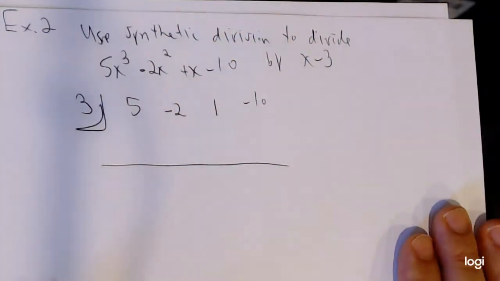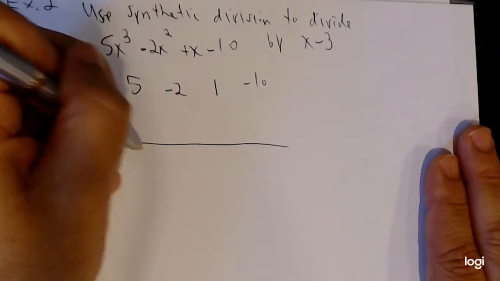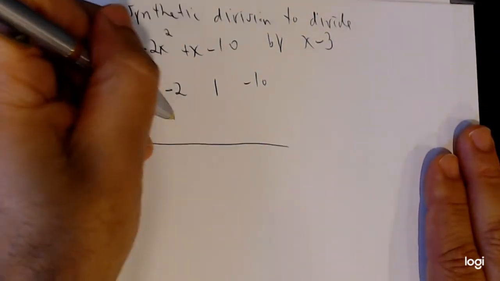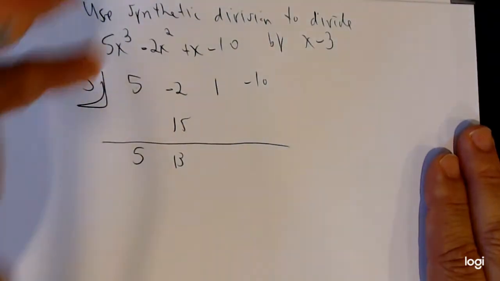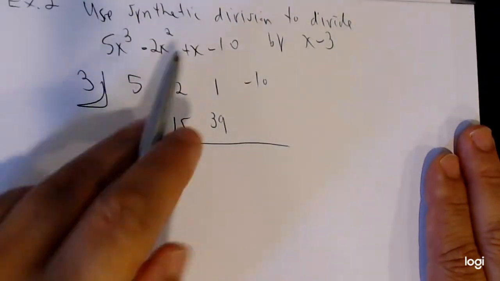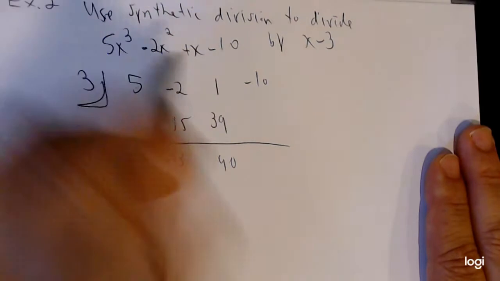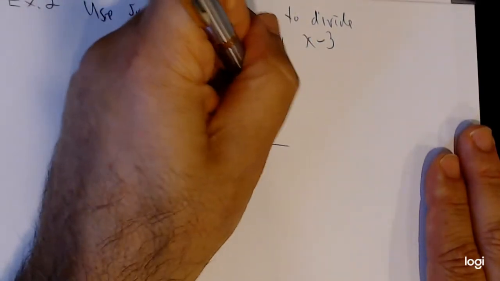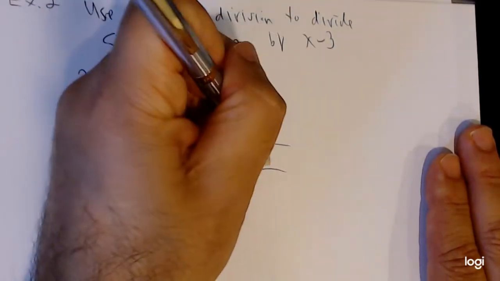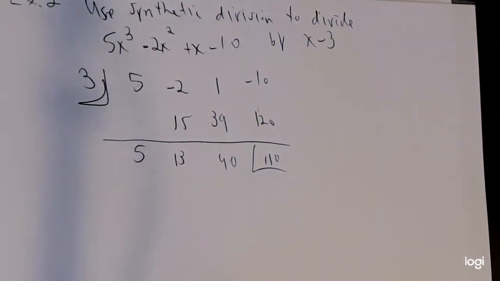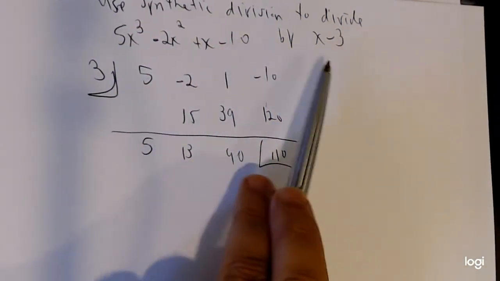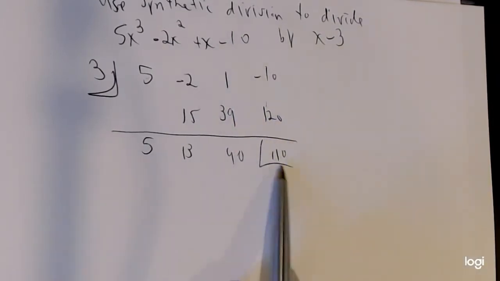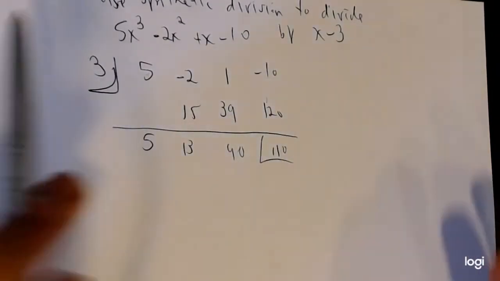So now we just start the process. So you bring the 5 down, 5 times 3 is 15, 15 minus 2 is 13, 13 times 3 is 39, 39 plus 1 is 40, 40 times 3 is 120, 120 minus 10 is 110. So this says two things. Number one, we can't cleanly divide 5x cubed minus 2x squared plus x minus 10 by x minus 3. And if we do, this is going to be our remainder. It's 110.